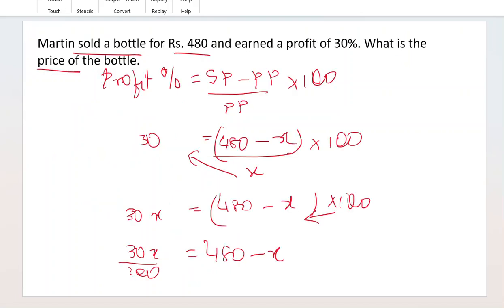So over here the idea is similar to the previous problem. We are told to find the profit percentage. We have a slight change in the formula. It is SP minus PP upon PP into 100. Since we are not given the print price, we take it as X, and then we solve the further problem.